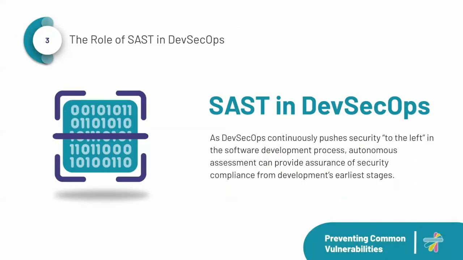Let's dive into the role of SAST in DevSecOps. As DevSecOps continuously pushes security to the left in the software development process, autonomous assessment can provide assurance of security compliance from development's earliest stages. One type of autonomous assessment, static application security testing, otherwise known as SAST, can help identify software flaws early on. Let's explore how using SAST helps DevSecOps achieve its stated goals while minimizing friction.